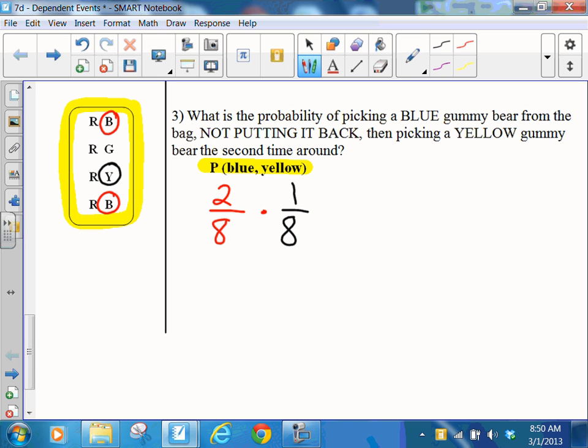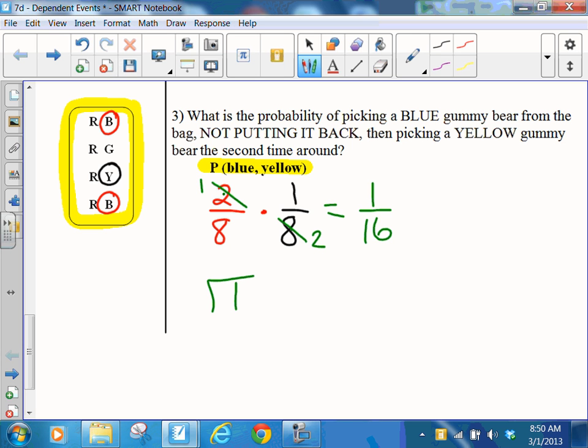Once we have the 2 probabilities, we cross cancel. 2 and 8 are both divisible by 2. 2 divided by 2 is 1. 8 divided by 2 is 2. Go ahead and multiply. 1 times 1 is 1. 8 times 2 is 16. And that's in simplest form, so we go ahead and just change to a percent.